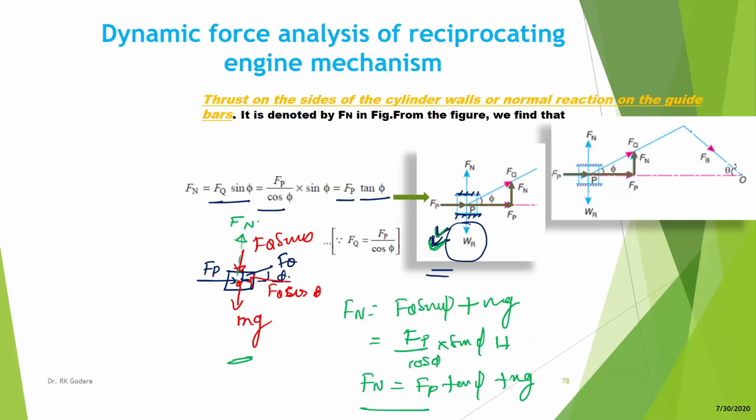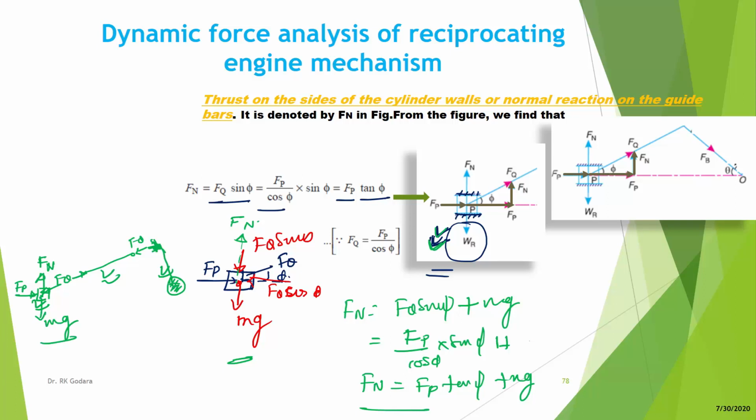And now if we complete the free body diagram of the engine, then we can say this is the piston, and this is acted upon by Fp, Fq, and this is the connecting rod. So here this is Fq, this is Fq, and this is our crank, and there is one force which is equal to Fq, and this is the crankshaft. So now this is the complete free body diagram of the crank, connecting rod and piston, and here this is Fn and this is mg.